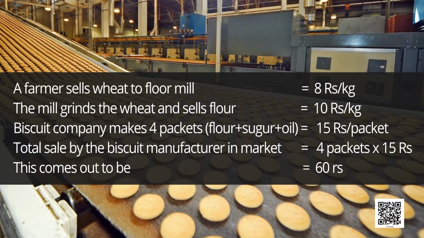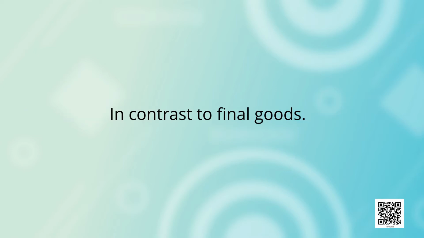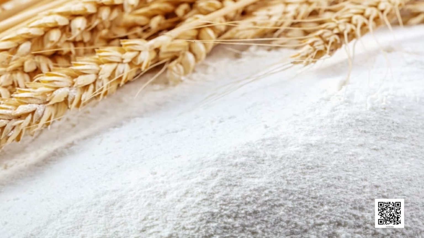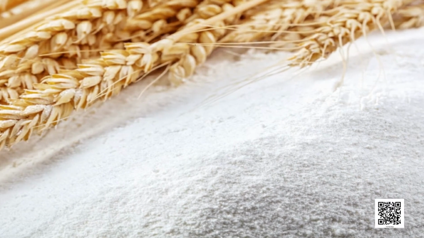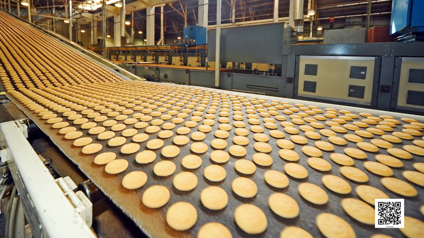Now the question arises, why are only final goods and services counted? In contrast to the final goods, goods such as wheat and the wheat flour in this example are intermediate goods. Intermediate goods are used up in producing final goods and services.